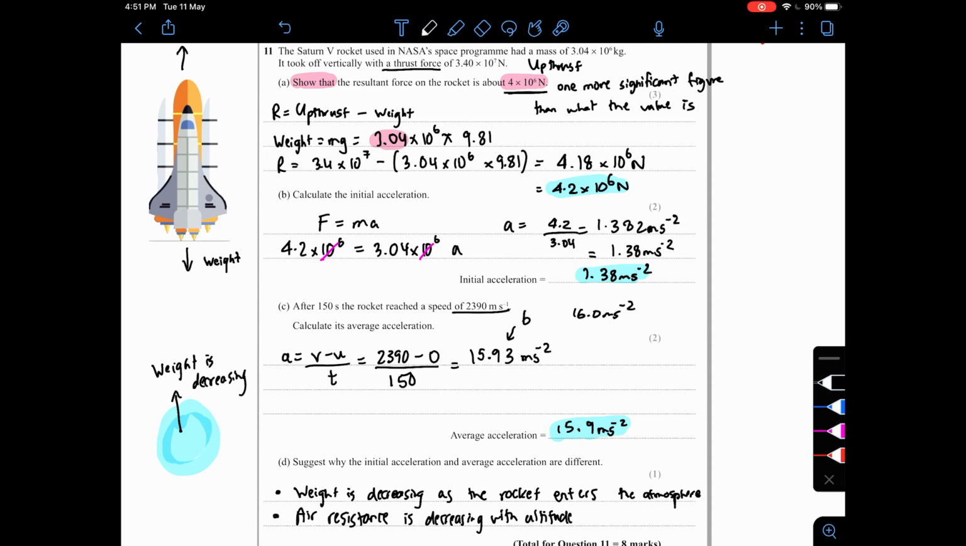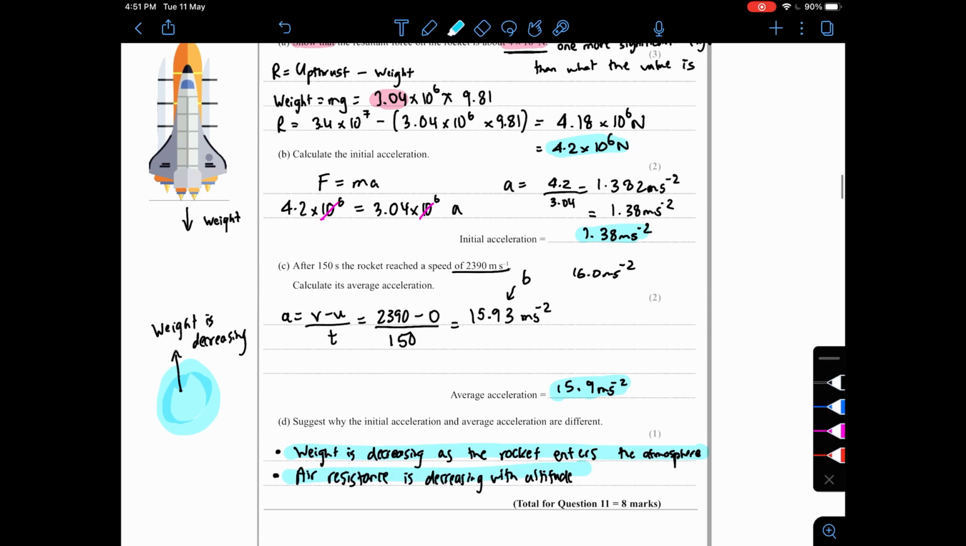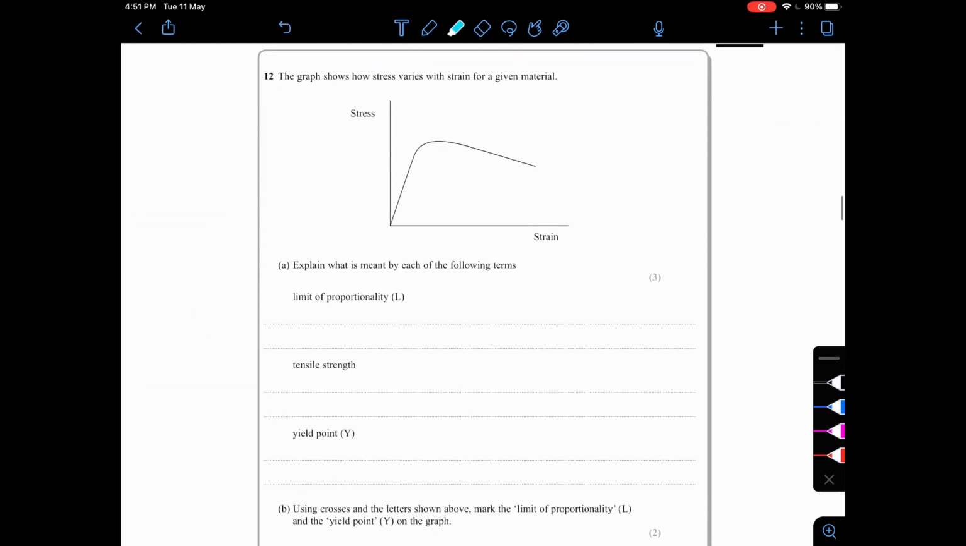Alright, so that's that. Now we move on to question number 12. The graph shows how stress varies with strain for a given material. Explain what is meant by the following terms: the limit of proportionality L, the tensile strength, and the yield point Y. Now, the simple definition for the limit of proportionality is when the graph stops obeying Hooke's law.